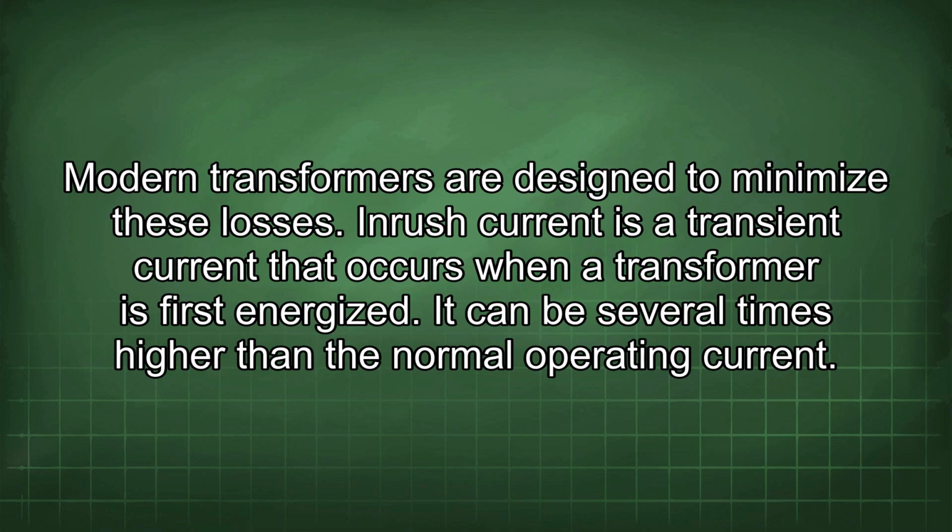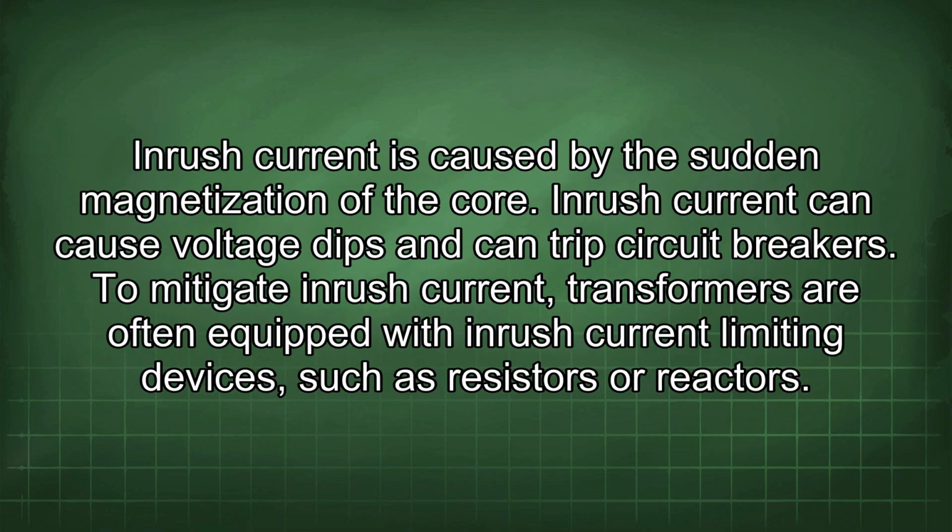Inrush current is a transient current that occurs when a transformer is first energized. It can be several times higher than the normal operating current. Inrush current is caused by the sudden magnetization of the core. Inrush current can cause voltage dips and can trip circuit breakers.